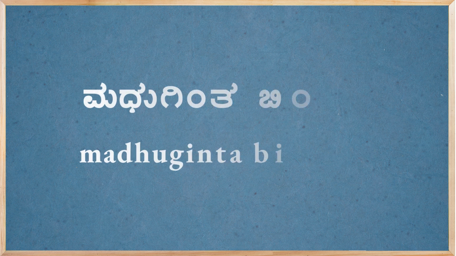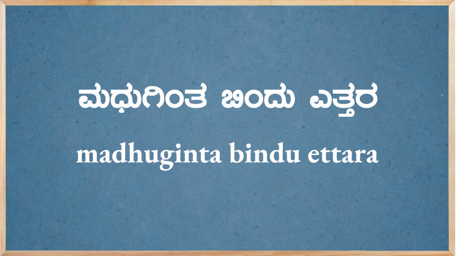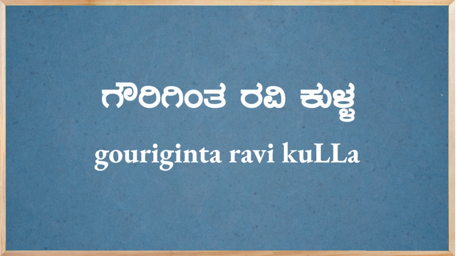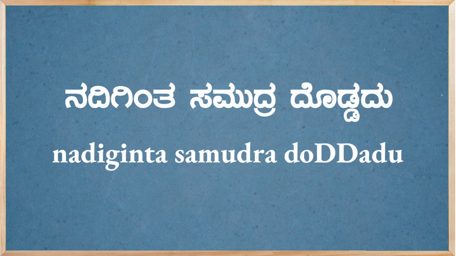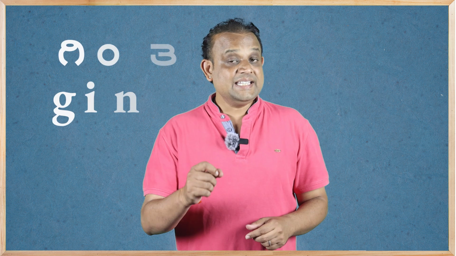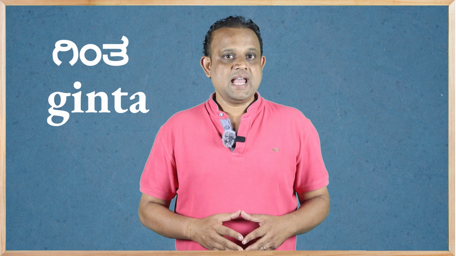Or you can say, this flower is bigger than all flowers. Now, did you notice something interesting in these examples? Let's break it down. In the first three examples, Madhuginta Bindu yattara. Gauriginta Ravi Kulla. Nadiginta Samudra Doddadu. We used ginta as the comparative marker to compare people or things.